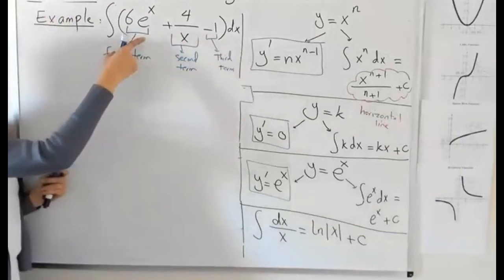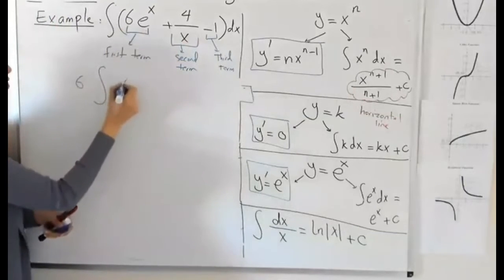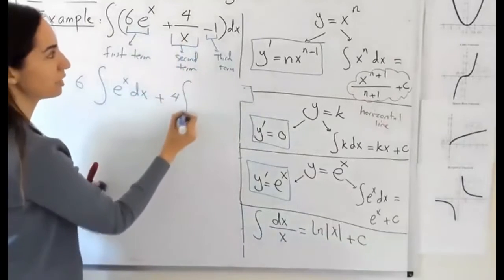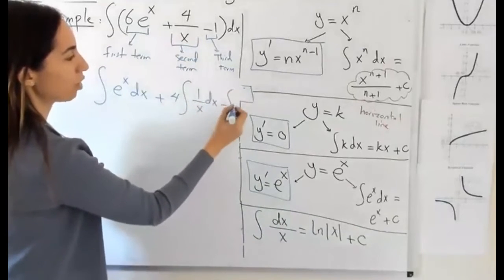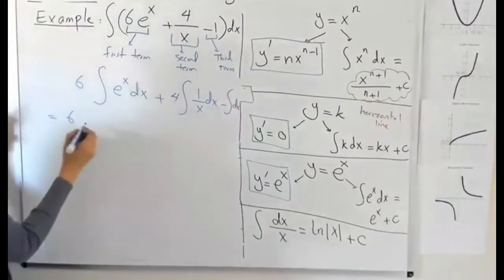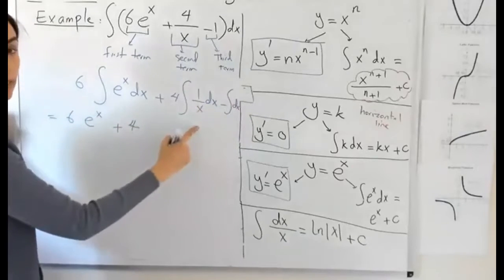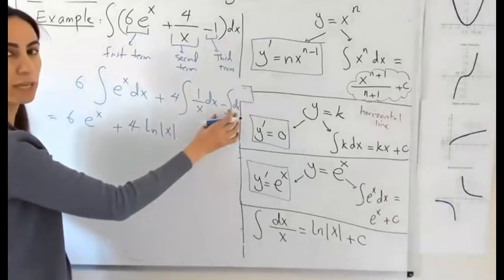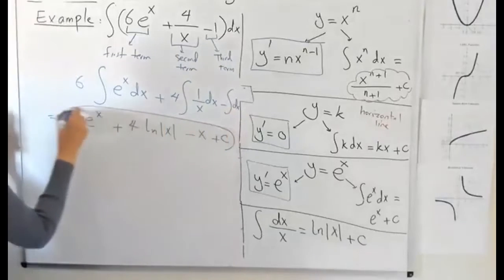The integral of 6 times e to the x can be written as 6 times the integral of e to the x dx plus 4 times the integral of 1 over x dx minus integral of dx. So this part is equal to 6 times the integral of e to the x, which is e to the x, plus 4 times the integral of dx over x, which is ln of absolute value of x, and the integral of dx is equal to x, so you have minus x plus constant of integration.